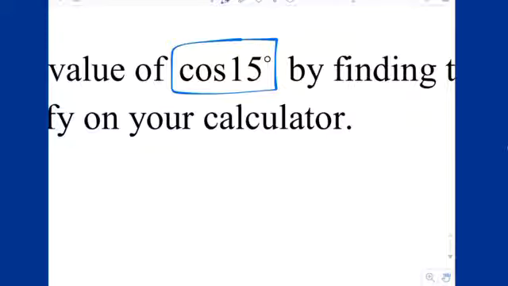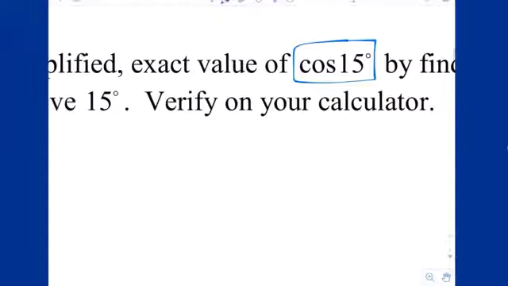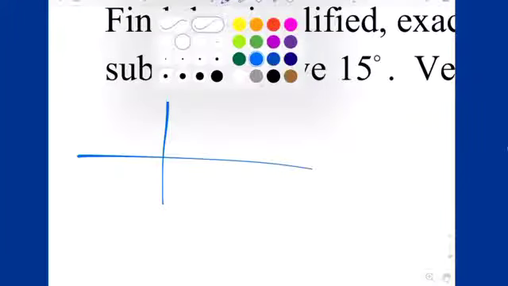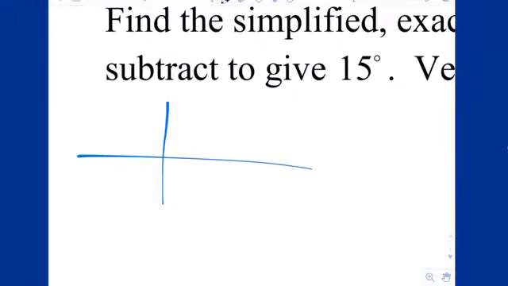Now, is 15 degrees on the unit circle? No. It's on the unit circle in the sense that all the angles in the whole wide world are there. But is it one of the angles that we memorized? No. Okay. So, Tyler, you're very optimistic this morning. I like it. So here would be the angle 15 degrees.